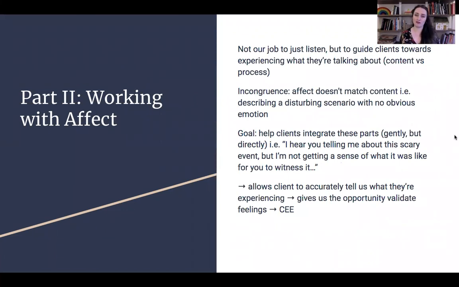So working with affect. It's our job to guide clients towards experiencing what they're talking about, not just to listen to what they're talking about, but to guide them to actually experience it. And here's that content versus process. Sometimes the affect doesn't match the content. This is called incongruence. This might show up as someone telling us a disturbing story, but with no obvious emotion attached to it. So our goal here is to help our clients integrate these parts gently but directly.